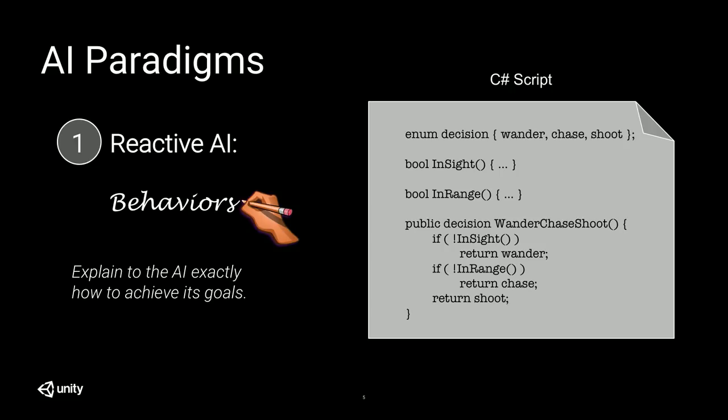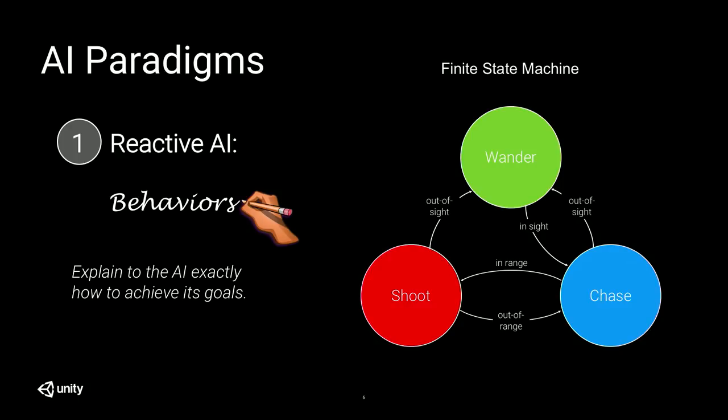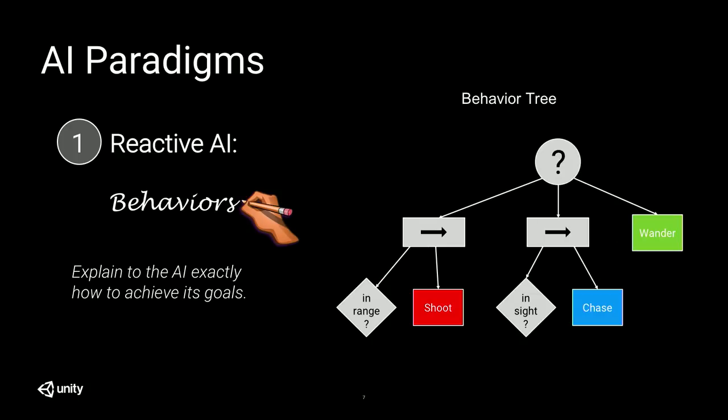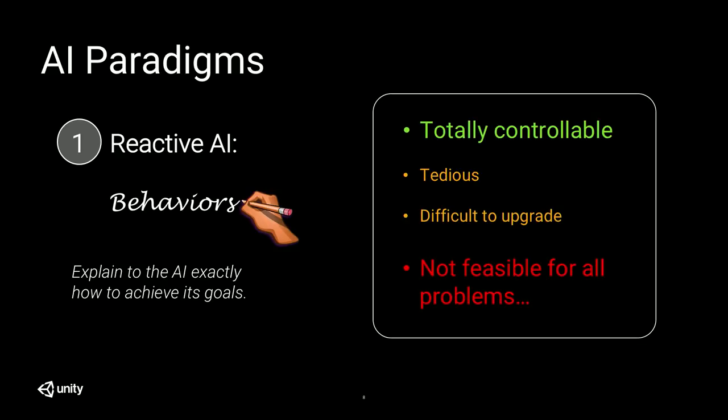Now, of course, if you're not a programmer, you might use a tool like a finite state machine to do this. You may also use a behavior tree. These are two very common tools, but in the end, these are just visual programming tools for getting the same type of control flow or logic for our characters. Now, there are trade-offs, as with any tool. One is these are completely controllable. You author in exactly the behavior that you want out of your AI.